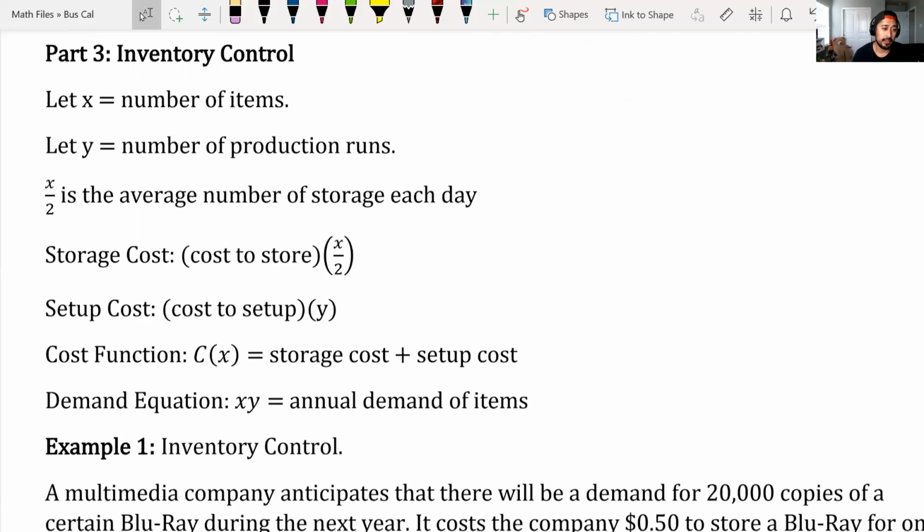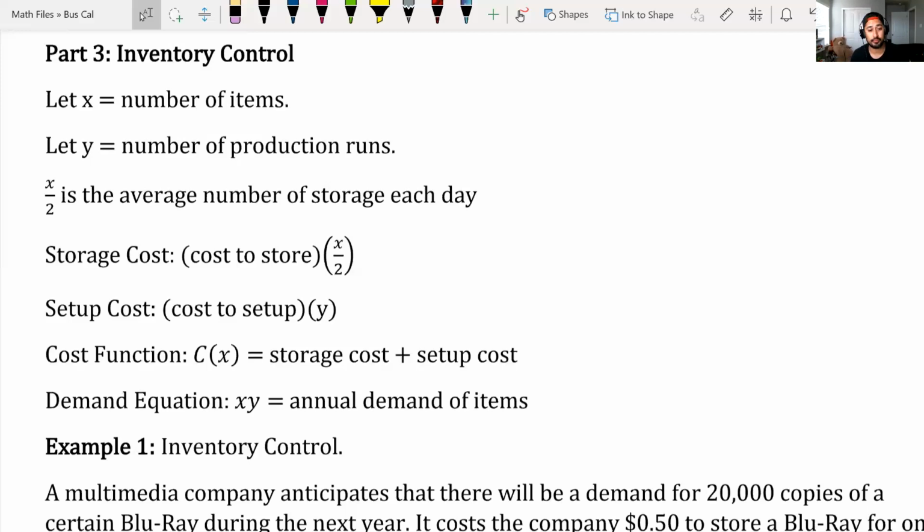All right, moving on. Next is storage cost. Storage cost is the cost to store times x over 2. Setup cost is the setup cost times y. All this information will be given in the actual problem, so I'm just labeling everything how we set it up. The cost function for inventory control problems is storage cost plus setup cost, which we see above how to set up. The demand equation, which is also given in the problem, is x times y equals the annual demand of items. It's the number of items times the number of production runs, and these are the items that people want.